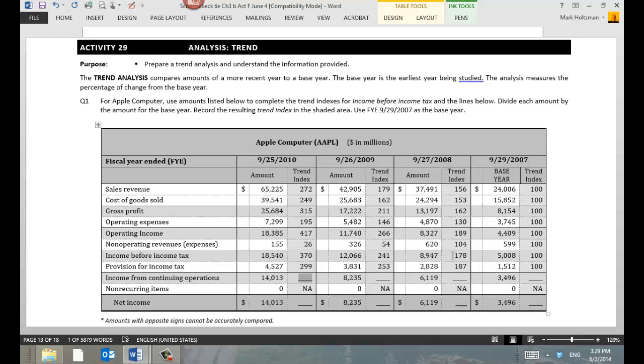Income from continuing operations? 401. 2009? 236. 2008? 175. And 2007? 100. Wow, 100, huh? Isn't that a coincidence that it just always works out to 100 in 2007? Net income is what? 401, 236, 175, and 100. No non-recurring items. Got that? So, these were all the different items that we just filled in.